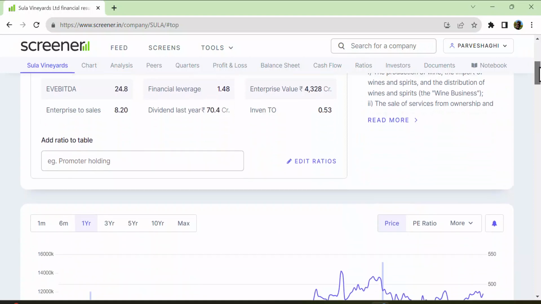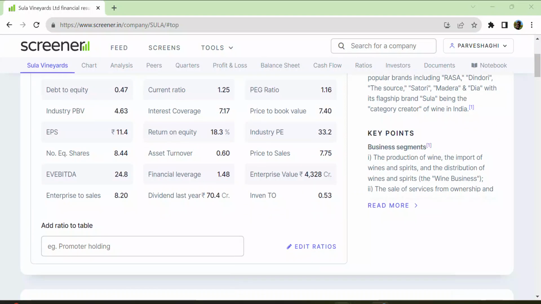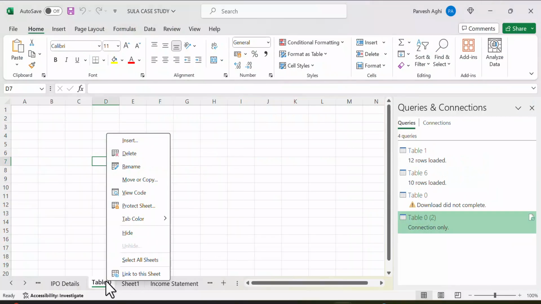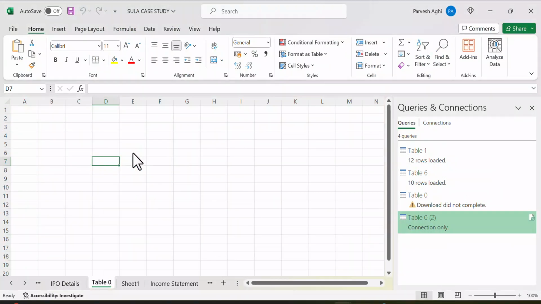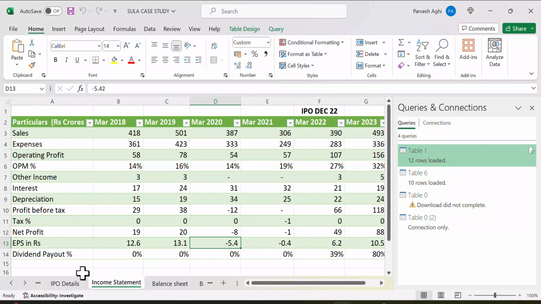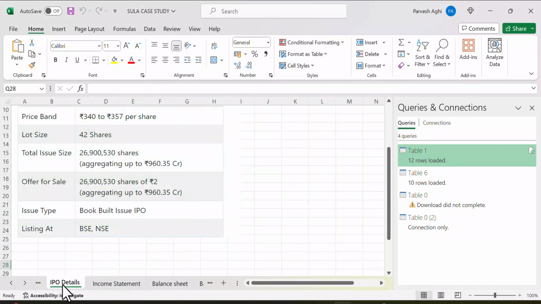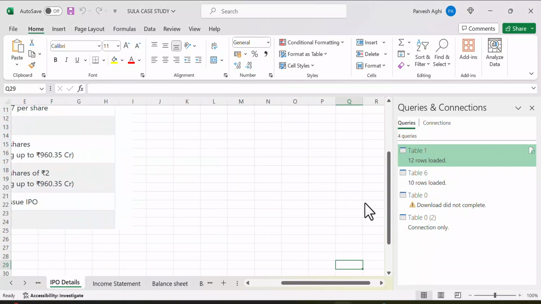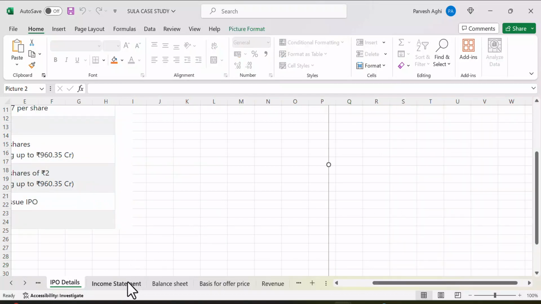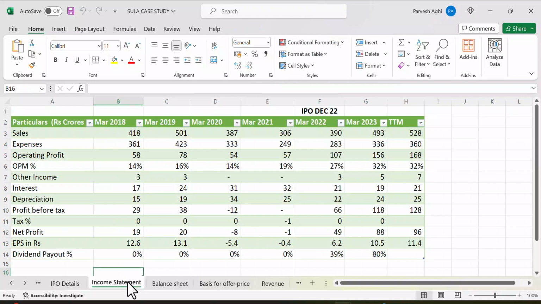Okay. So coming back to my sheet here. So I'm just going to delete this sheet which I had copied from there. Okay. So this is the income statement which I have copied from the Screener. Okay. Fine.